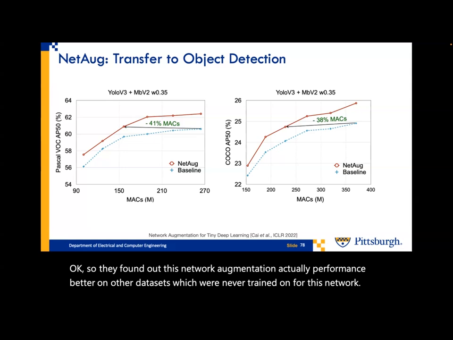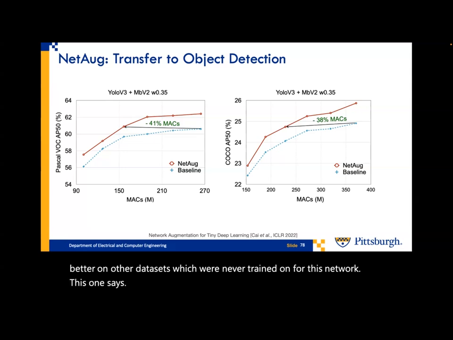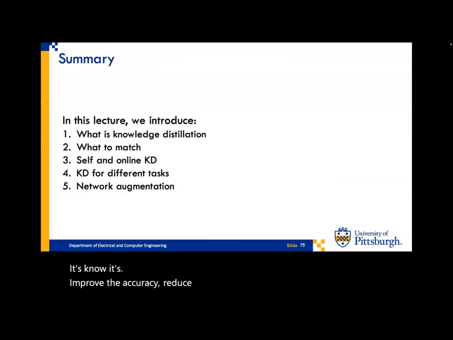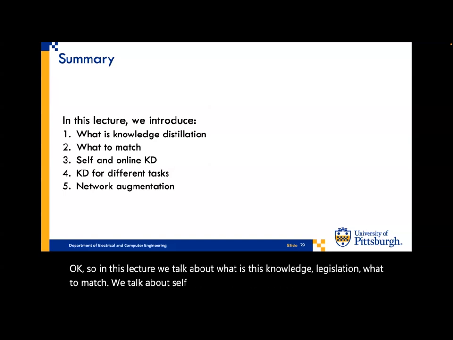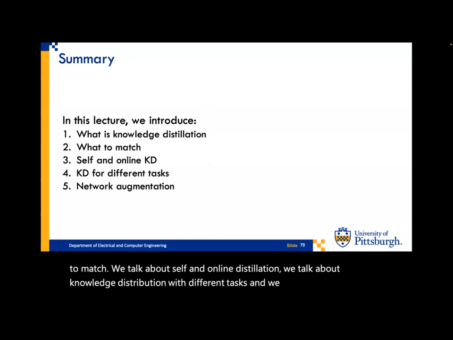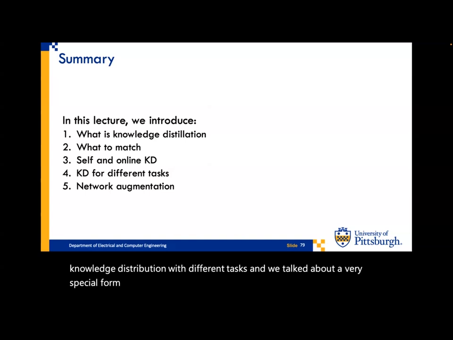This one says it improves the accuracy and reduces the MACs, essentially. So in this lecture, we talked about what knowledge distillation is and what to match. We talked about self and online distillation. We talked about knowledge distillation for different tasks, and a very special form of knowledge distillation, network augmentation. Right. So that's all.